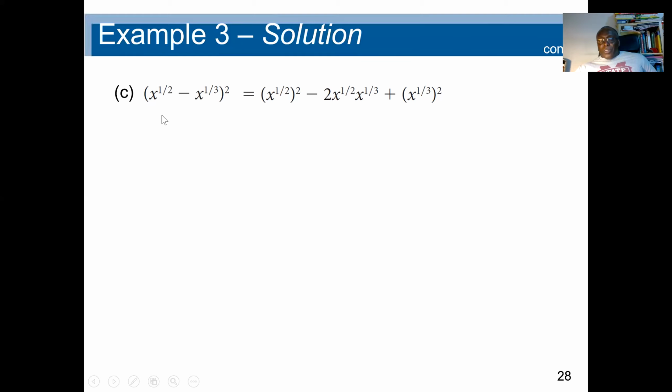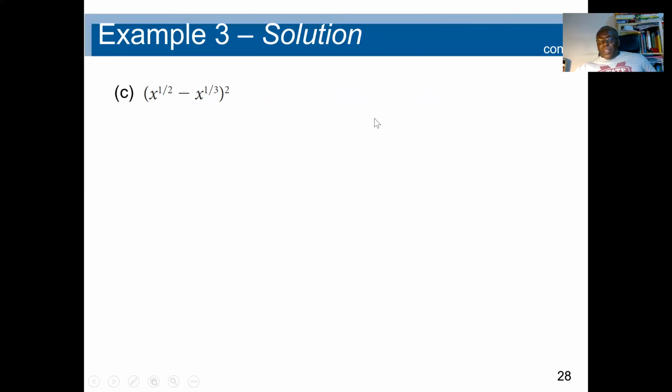Remember, if I have a plus b all squared, it's a squared plus 2ab plus b squared. That's why we have 2. This is minus now, so minus 2. Then the two terms are x half times x 1/3. And the last term we have to square it. The first term also we have to, so that's why I was saying we square the two terms. Then minus 2 times the two terms. This is the perfect square.